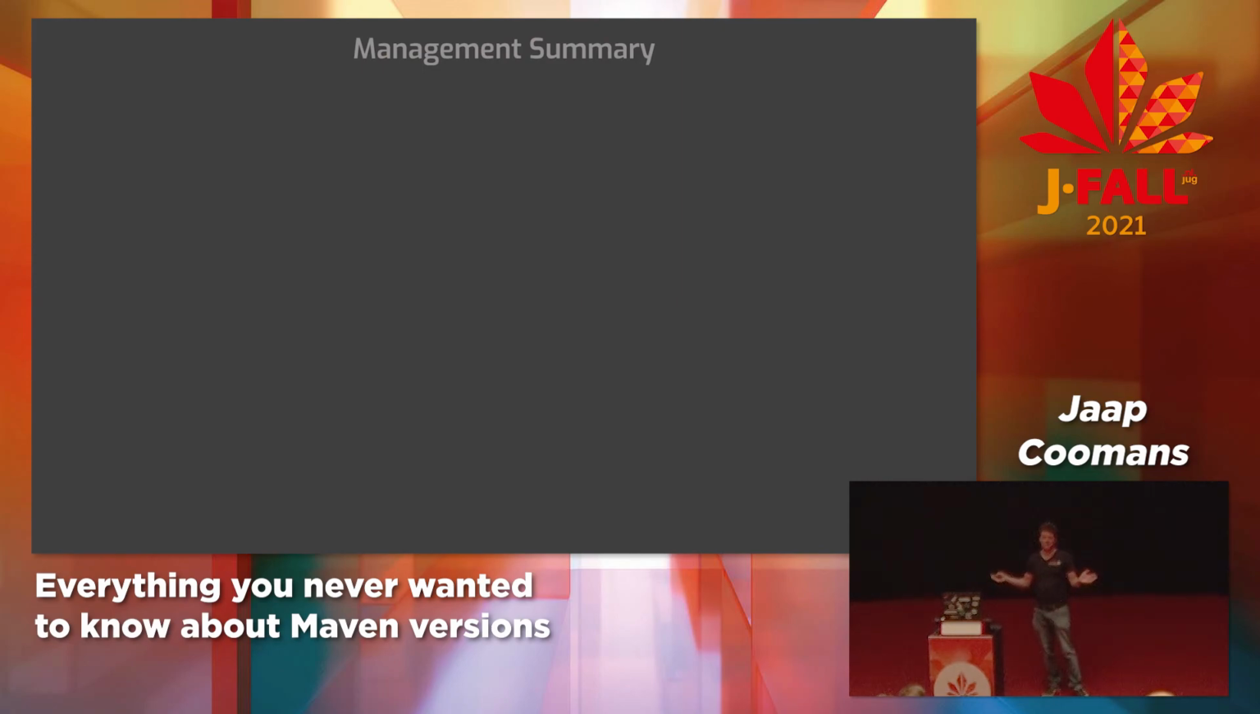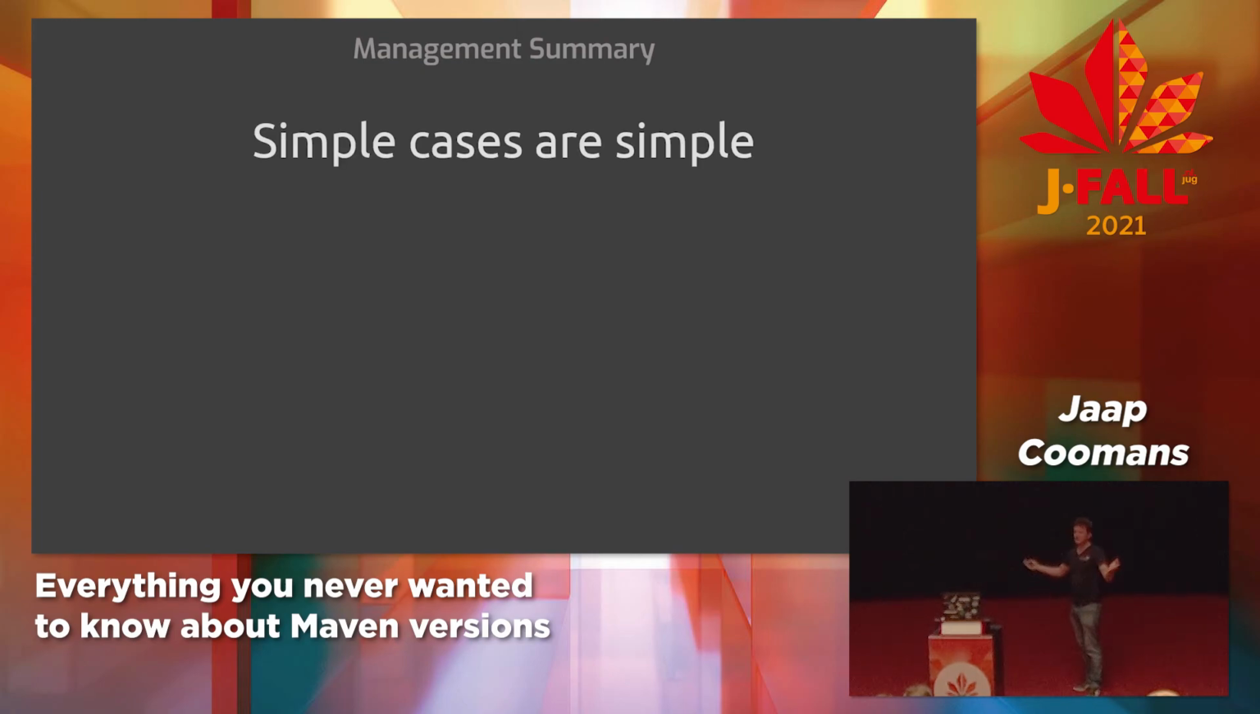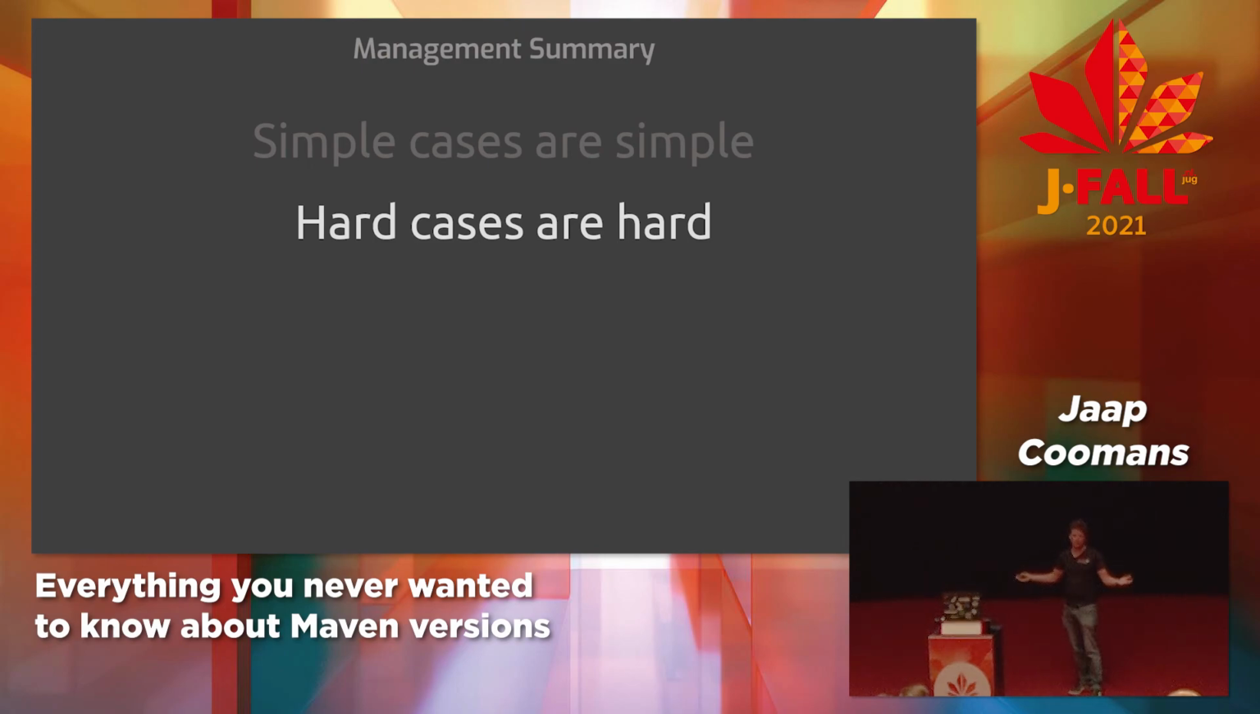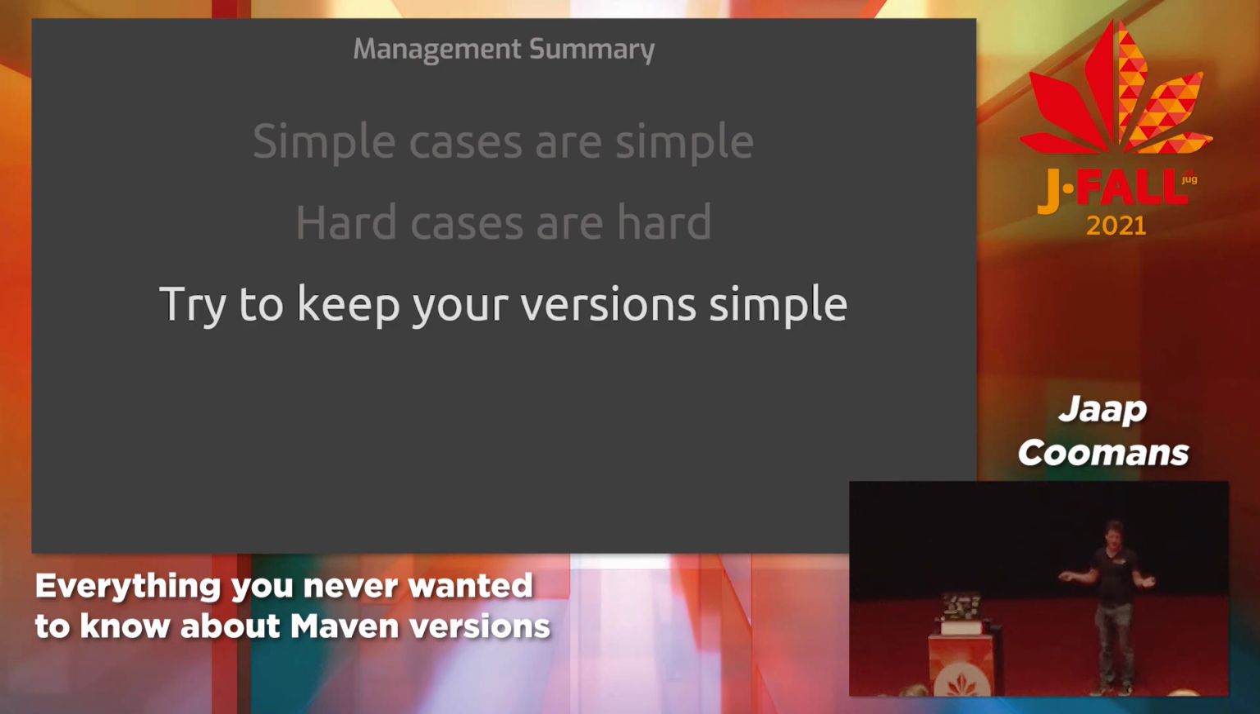Right, so management summary of what we discussed here today. These simple cases are simple. It's just semver. We're used to that. We know how that works. Easy peasy. You can do that. And of course, if the simple cases are simple, the hard cases are hard. And they're really hard, as you've seen. So, end of story. Try to keep your versions as simple as possible. It's not an option I had, but if I would have had that, that was the first thing I would have done in that project.